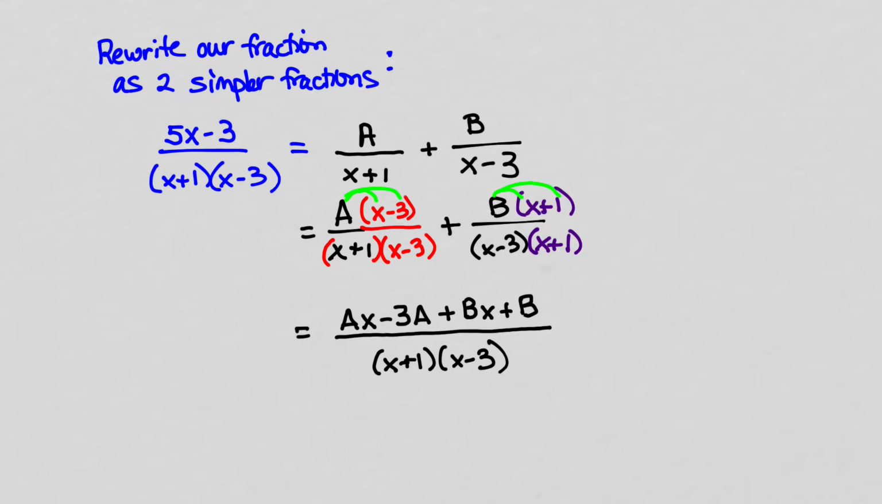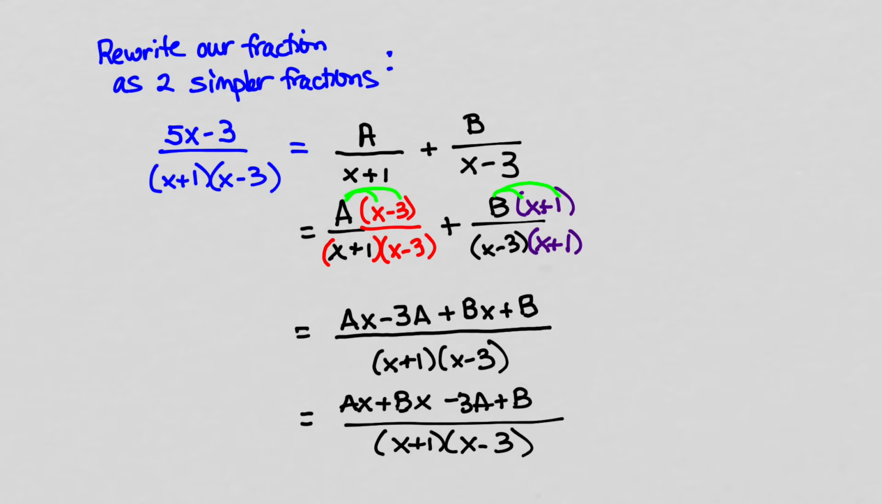Well, I would probably put my like terms together. So do you see we have an AX and a BX? Let's put the X terms together, okay? When I put them together, they're going to be right next to each other, right? So I'm going to put AX plus BX, and I'm going to set it right next to each other. And then I want the other terms that don't have X's and put them next to each other, okay? So I'm going to put minus 3A plus B.